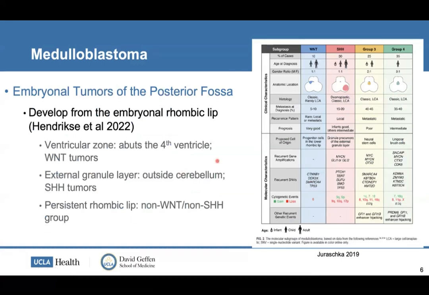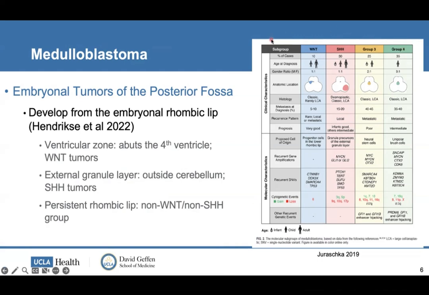Now, there are two major places where this embryologic structure resides. One is the ventricular zone, which abuts the fourth ventricle, kind of closer towards the lateral aspect, and this is common for Wnt tumors to originate from here. The external granular layer, which is outside the cerebellum, kind of more towards the cerebellar hemisphere, is a common site of origin for these sonic hedgehog type tumors. The persistent rhombic lip is located just dorsal to the fourth ventricle, and this is a common site of origin for the non-Wnt, non-sonic hedgehog groups.